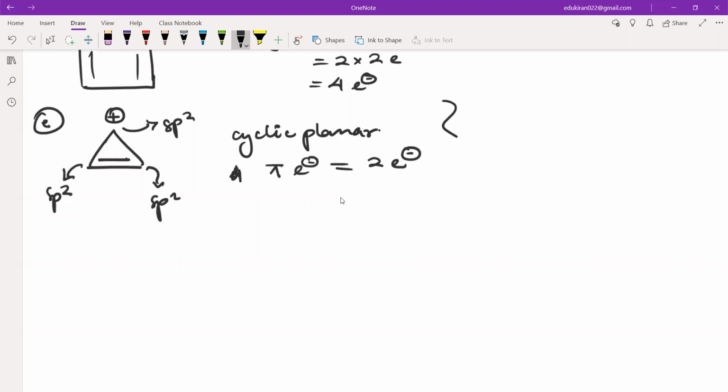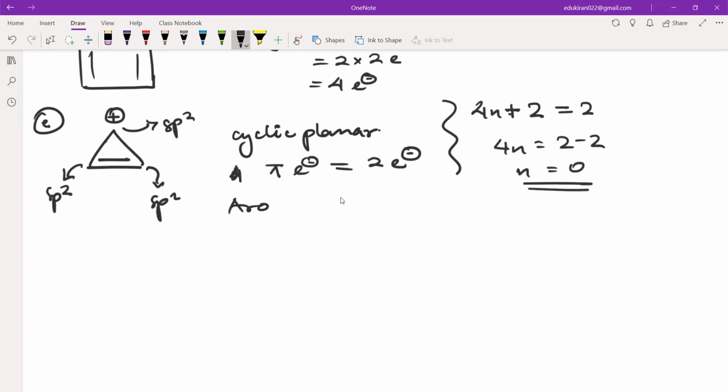Now we'll look at the Huckel rule. 4n plus 2 is equal to 2. Hence 4n is equal to 2 minus 2, so n will be equal to 0. Right? So when n is equal to 0, it is a whole number. That is why this will be an aromatic structure, because it follows all the criteria. It's going to be aromatic.